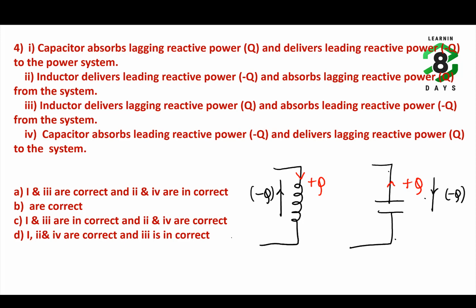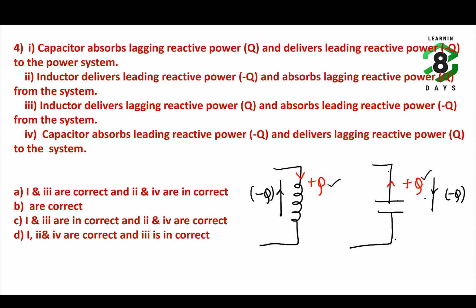So we can treat inductor as an element that absorbs positive reactive power, or supplies negative reactive power, and capacitor as an element that supplies positive reactive power or absorbs negative reactive power. Usually in power system analysis, we follow this notation. We treat capacitor as a supplier of positive reactive power, and inductor as an element which absorbs positive reactive power.